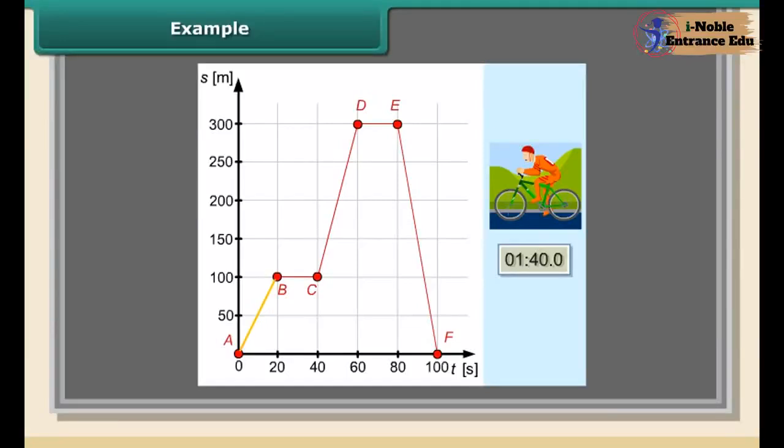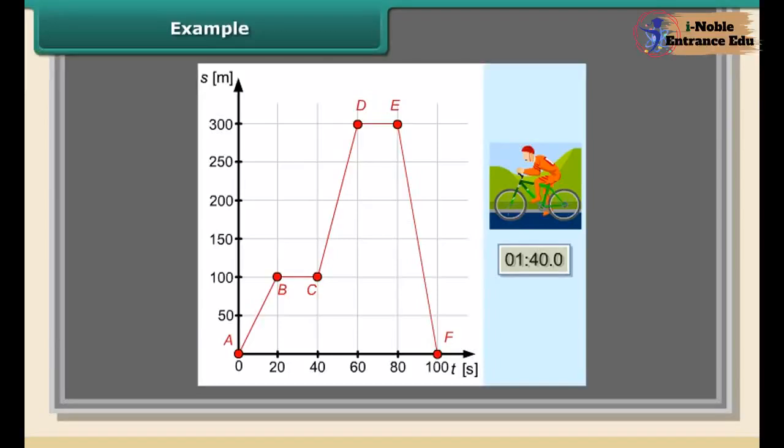The type of motion with which he was traveling along particular segments is speed, the distance he covered, and even his direction of movement. So from segment AB, we can discover that the cyclist covered a distance of 100 meters in 20 seconds, moving at a constant speed of 5 meters per second. Segment BC indicates that the cyclist stopped after having traveled a distance of 100 meters.